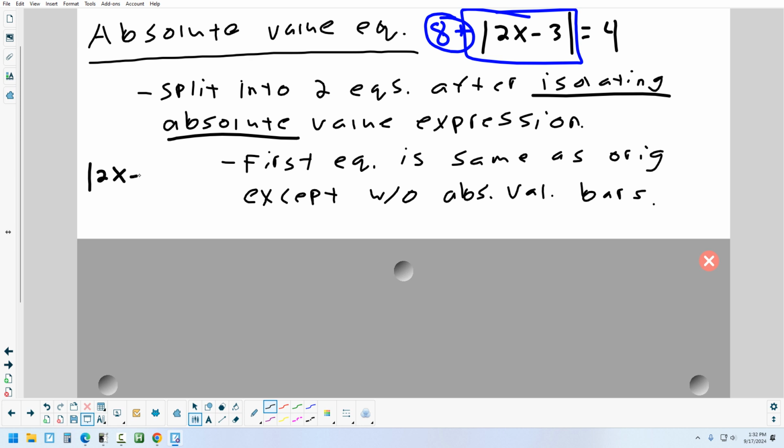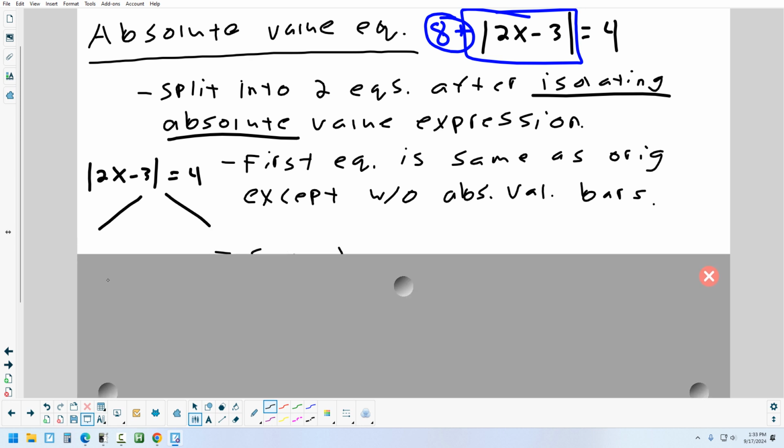I'm not actually going to go through and solve the whole thing, but I'll just use it as an example. What I usually do is draw 2 lines like that to show that I'm going to split it into 2 problems. The first equation is the same as the original, just take out the bars. So for this one, it would be 2x minus 3 equals 4. That's one of the equations you have to solve to get the answer to that problem. So literally copy down the original, just take out the bars.